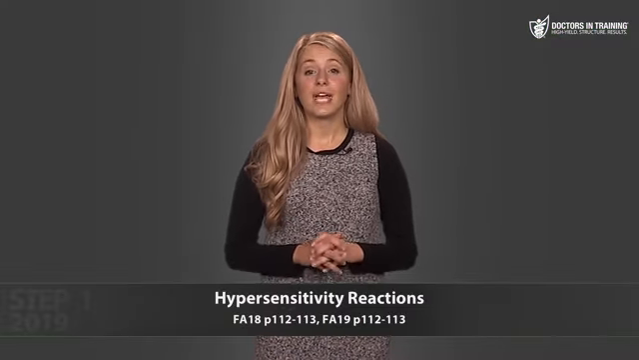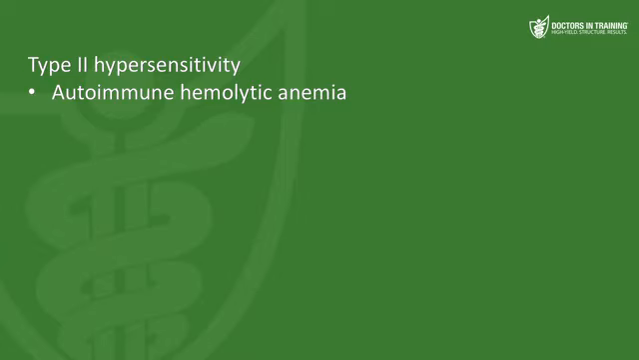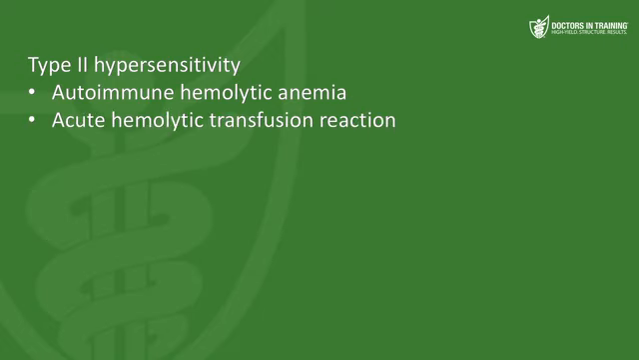Specific examples of type 2 hypersensitivity would be autoimmune hemolytic anemia, where you make autoantibodies that attack your own red cells. Another example of hemolysis caused by type 2 hypersensitivity would be acute hemolytic transfusion reaction, where the patient has type A blood and you accidentally transfuse type B red cells, and the patient's anti-B antibodies attack the B surface antigens on the donor cells. We'll talk about that more in a moment.